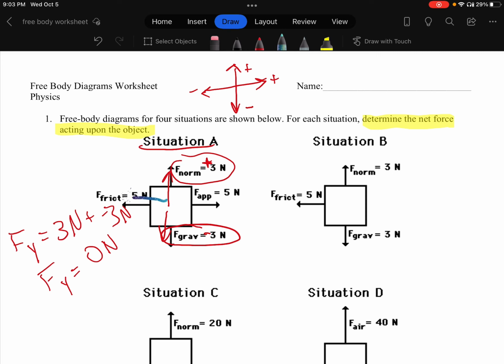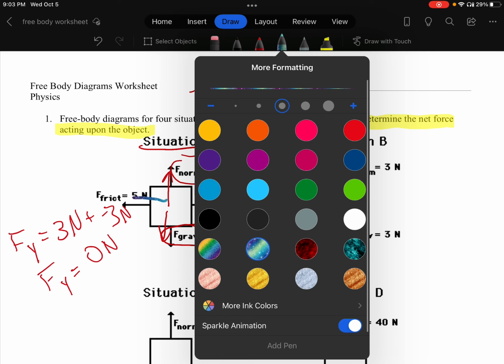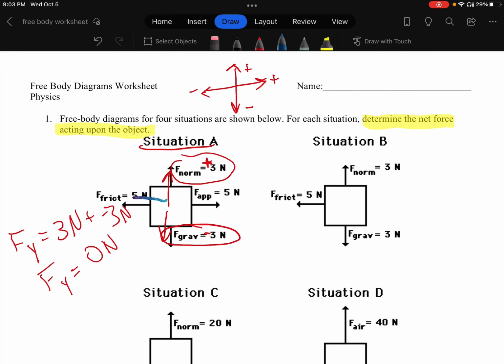Whoa, that was crazy. That's too much jazz for me. All right, if we look in the x dimension, we see a positive 5 and a negative 5. Those would cancel out.